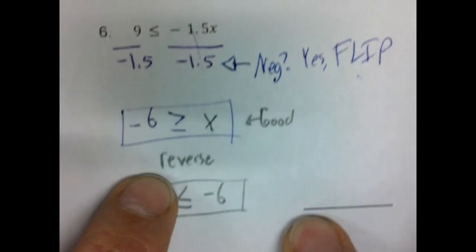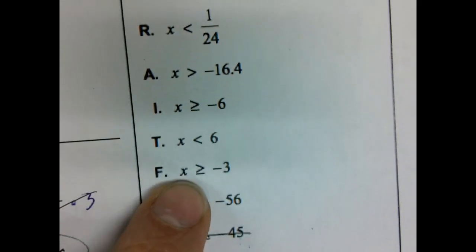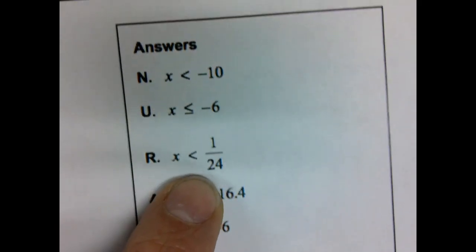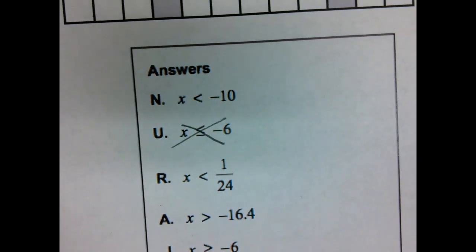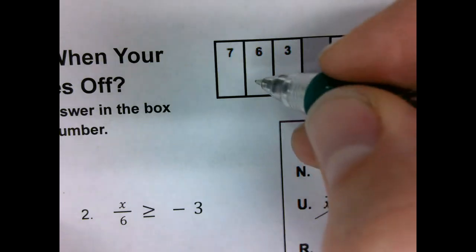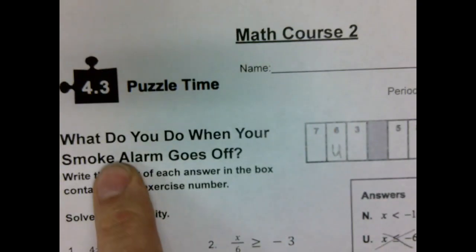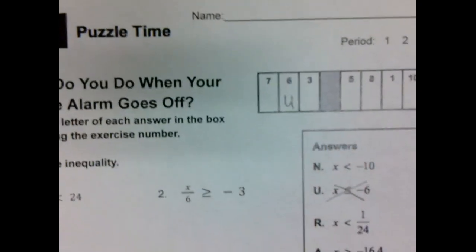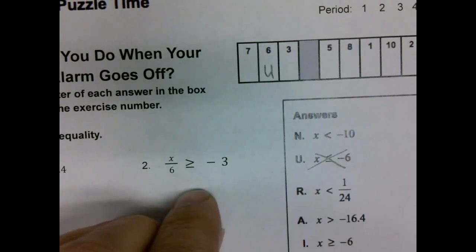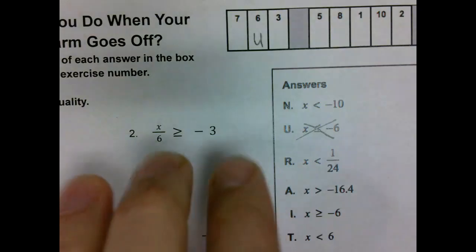Be very careful. There's a lot of 6's on this one. We want x less than or equal to negative 6. So number 6, letter U. Remember, rule number 1, shh, don't shout it out. Once you know the answer to the puzzle or the joke, don't shout it out. Rule number 2, you still need to show the work so that your work matches the answer that's supposed to be there, so that you know you're doing it right.